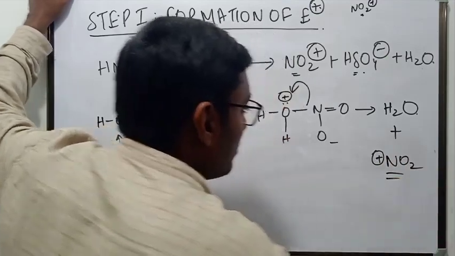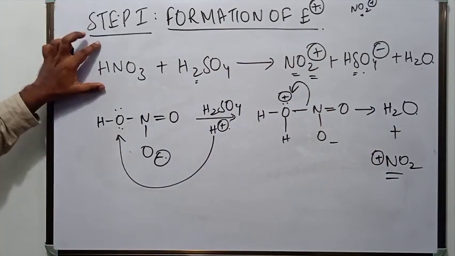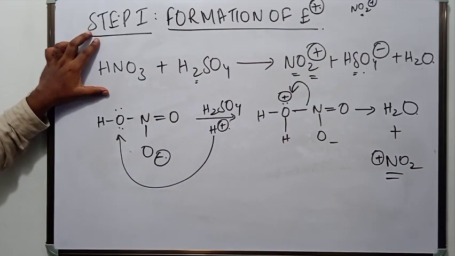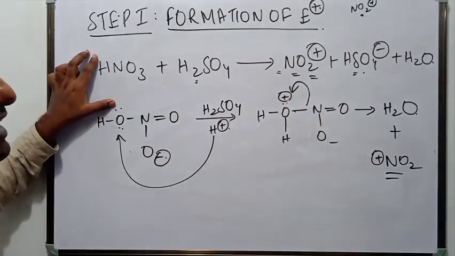So that's how NO2 is formed here. Okay, I hope you understood. That is a formation. This is only step 1, the formation of the electrophile. So the villain has taken birth. Now the villain would act at the benzene ring.